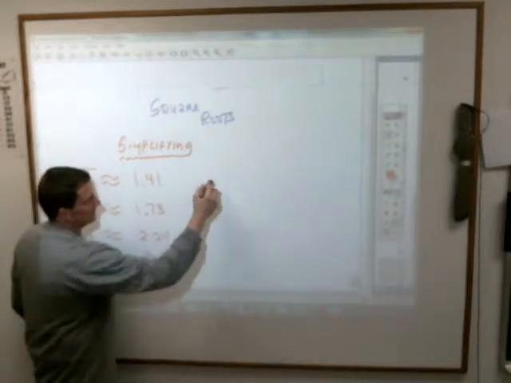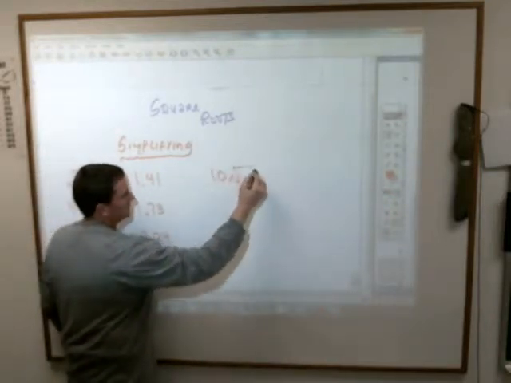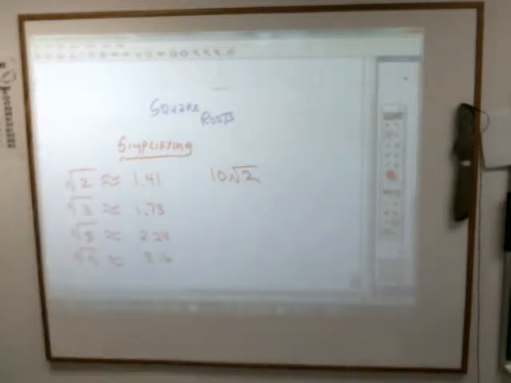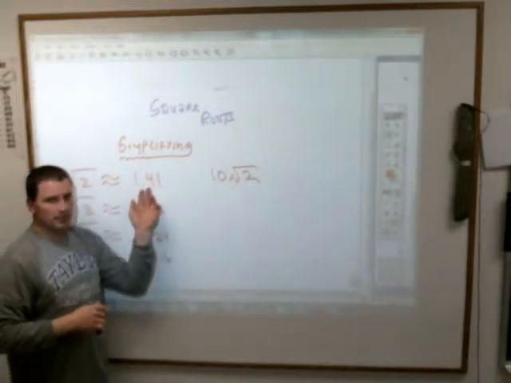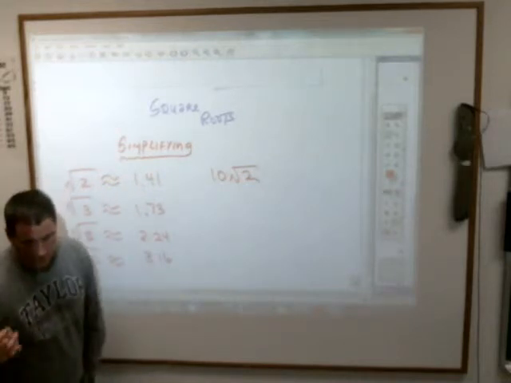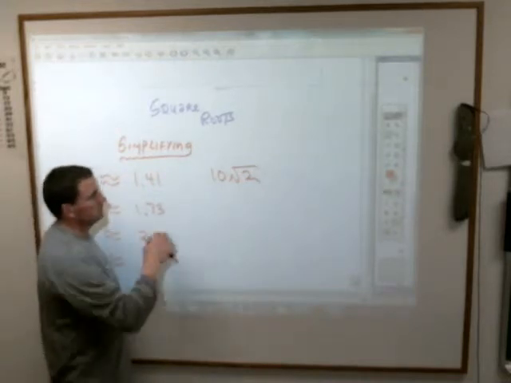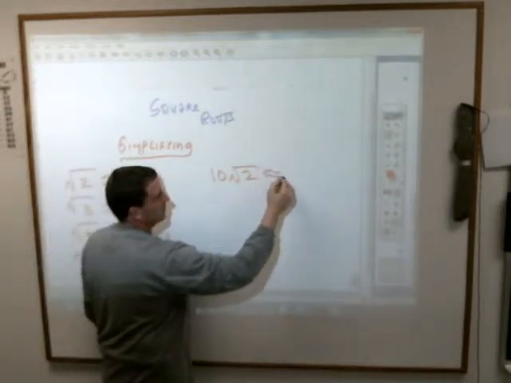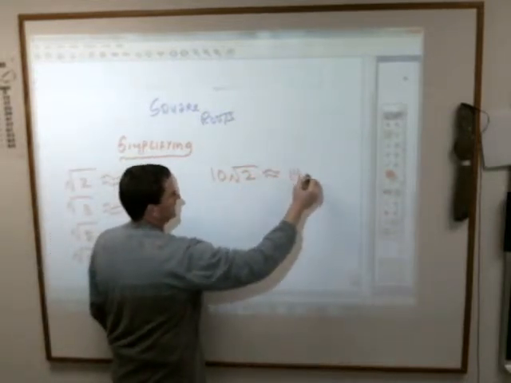So if I had 10 times the square root of 2, you should be able to tell me right now, what would that be close to? 10 times the square root of 2 is 10 times that thing there. What would be this times 10? Yeah, 14.1. But again, that's close to, but not exactly.